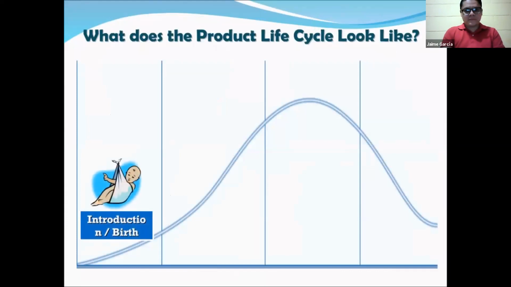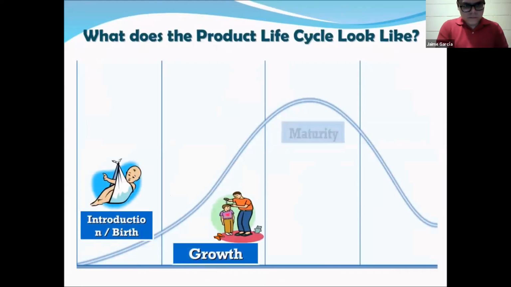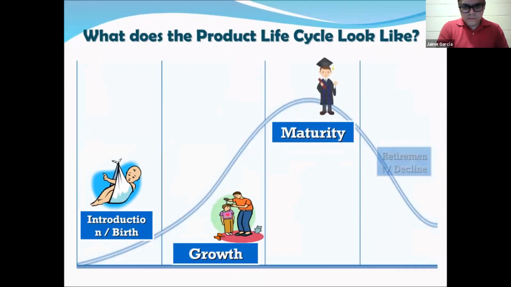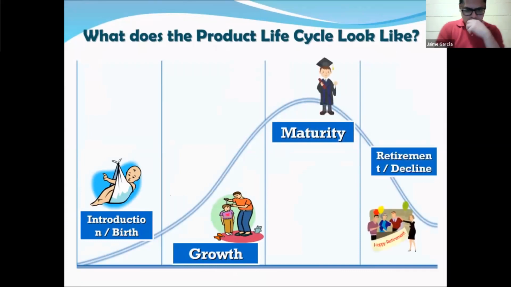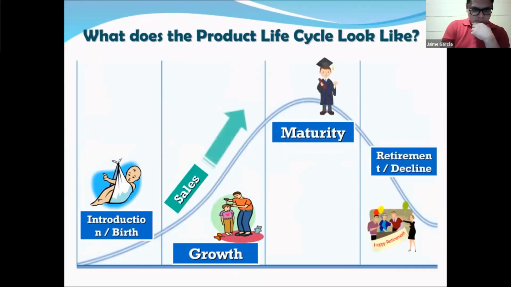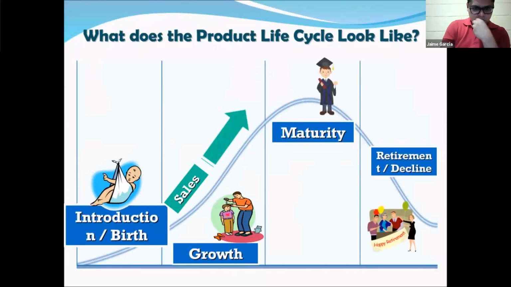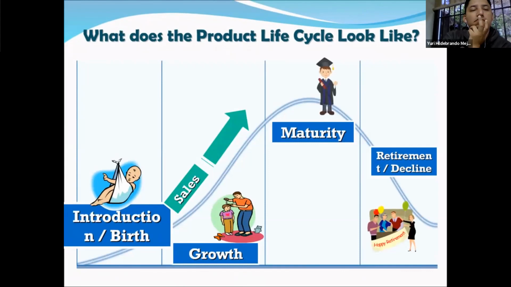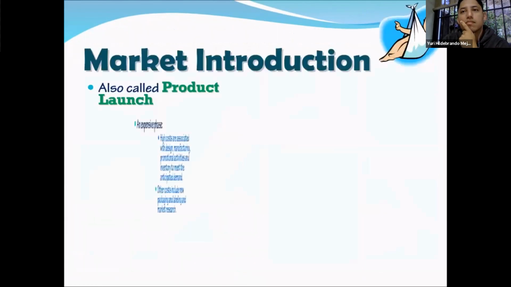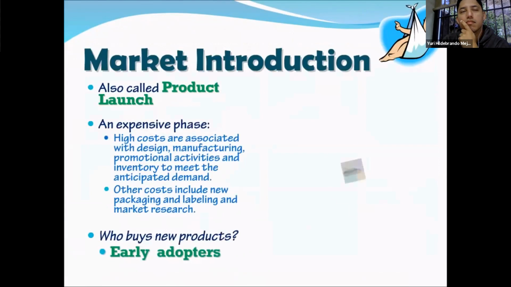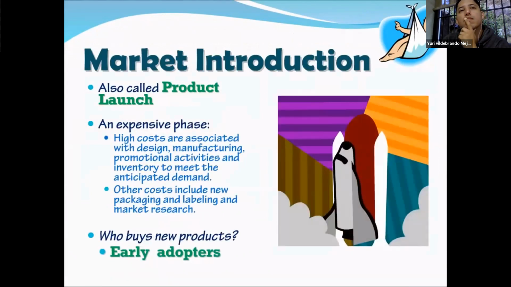retirement, or decline. And so how these 4 stages play out has to do with the sales, where the product starts, how it goes through the growth stage and sales increases to the peak at maturity, to then the retirement and decline. Each of these stages brings with it a new set of challenges, a new set of expectations, and sales will occur in each of these stages at different rates. So let's take a look at the birth stage. The birth stage is also called the product launch stage.